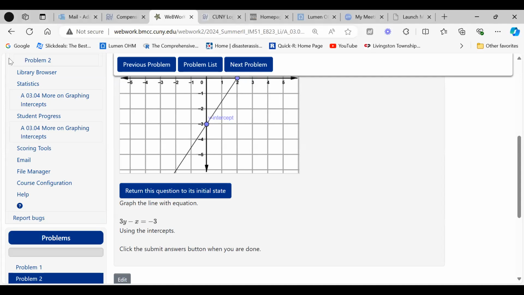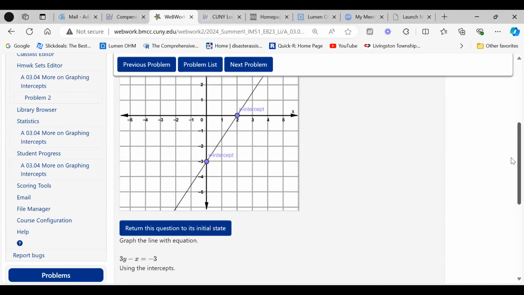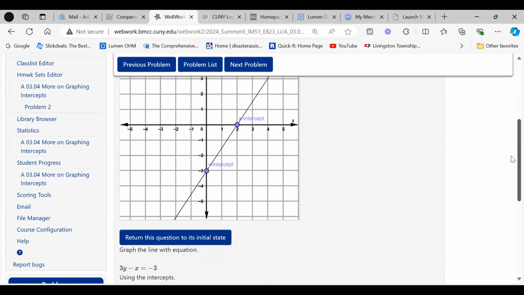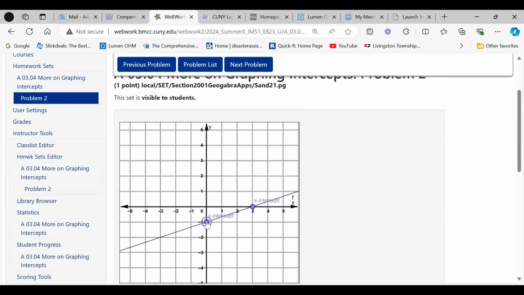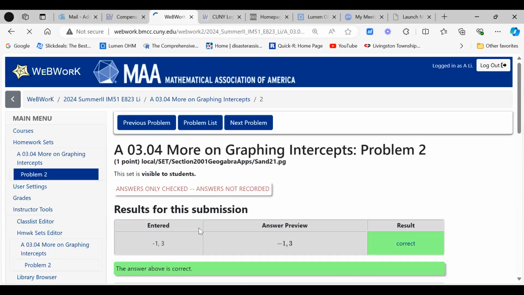Yeah, first of all, let's confirm the answer right from this. The x-intercept is 3, 0, right? X equals 3, y equals 0. And the y-intercept is 0, -1. Yes. Then let's sketch the graph. Two points determine the line. And let's check it. Yeah, it's good.